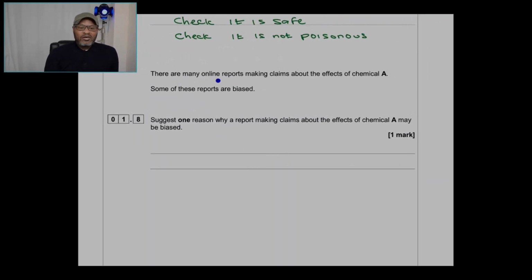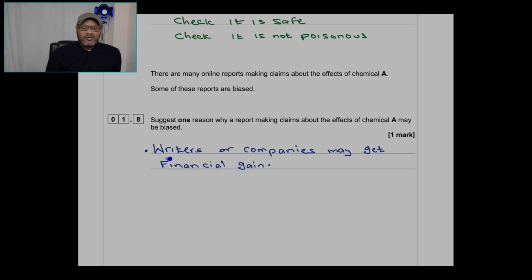There are many online reports making claims about the effects of chemical A. Some of these reports are biased. Suggest one reason why a report making claims about the effects of chemical A may be biased. It could be the writer or companies may get financial gain. Competitors may suffer financial loss as well.